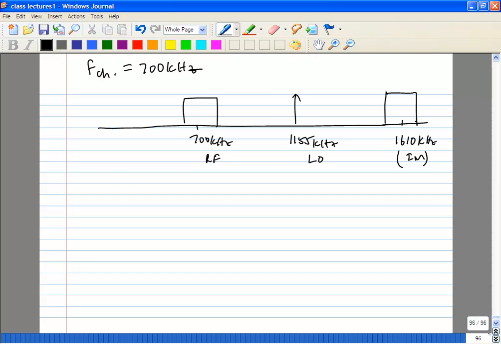So let's try to choose an FIF appropriately, right? So what should FIF be? We need to choose it greater than the band edge difference divided by 2, right? Okay. Is that clear to everyone?